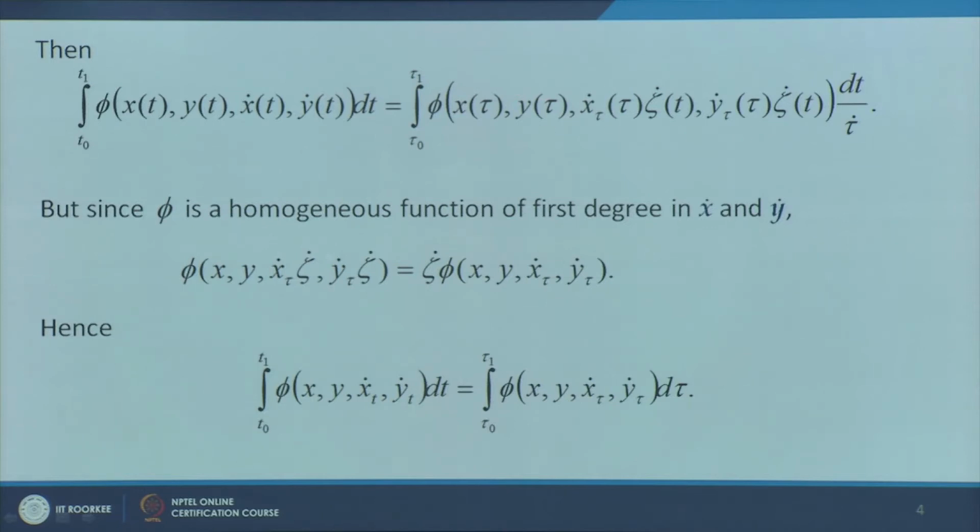When we replace this value here, then what will happen? This zeta dot will cancel with tau dot, because tau dot and zeta dot are the same. So we shall have the integral from t naught to t1 of phi of x, y, x dot tau dot by t dot, y dot tau dot by t dot, times dt. This x dot t is the same as x t dot, and y dot t we have written as y t dot. So this is equal to the integral from tau naught to tau 1 of phi of x, y, x tau dot, y tau dot, d tau.